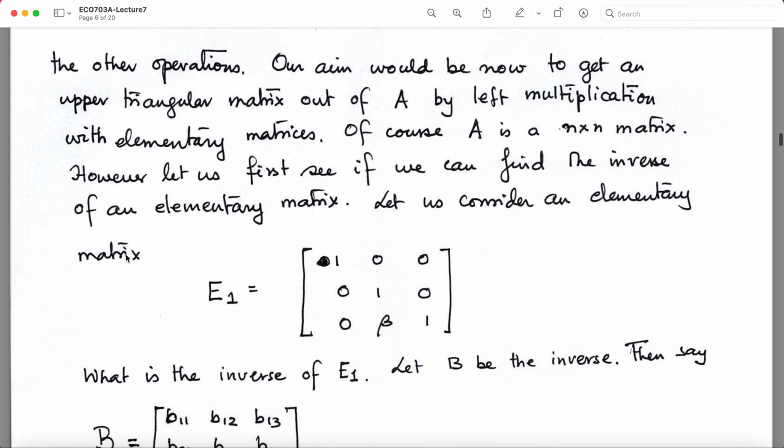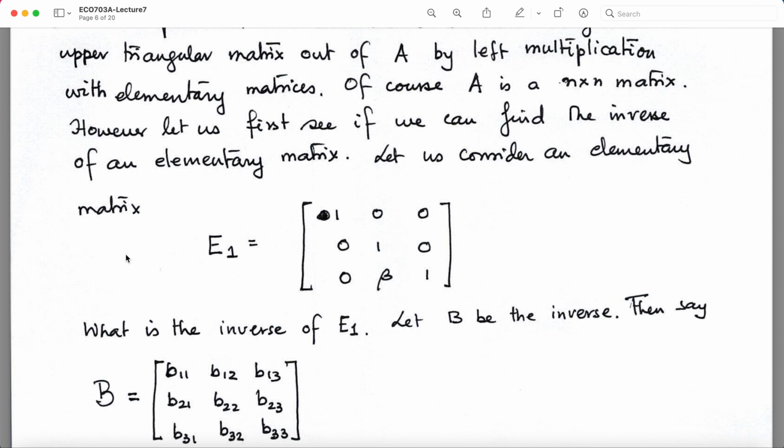I think I would not exceed the time. But first it is very important to know that you give me any elementary matrix, I can really find out its inverse. For example, if you take the first elementary matrices where you have multiplied the second row by beta and added to the third row and replace the third row with this. That is 1, 0, 0, 0, 1, 0, 0, beta 1. Now what happens? What is the inverse of this?